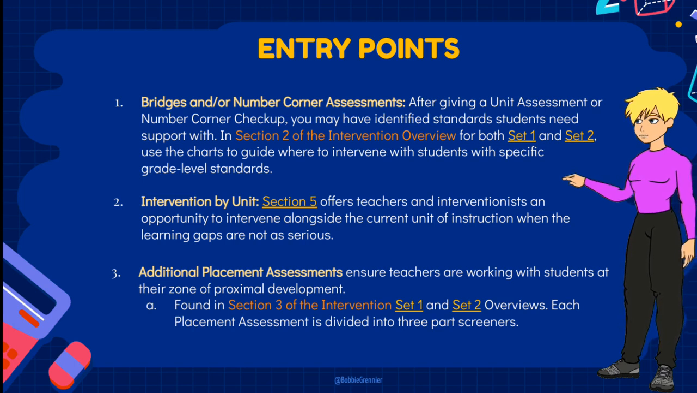Number 2, intervention by unit. Section 5 offers teachers and interventionists an opportunity to intervene alongside the current unit of instruction when the learning gaps are not as serious. And number 3, additional placement assessments. These ensure teachers are working with students at their zone of proximal development. They are found in section 3 of the intervention Set 1 and 2 overviews. Each placement assessment is divided into 3-part screeners.